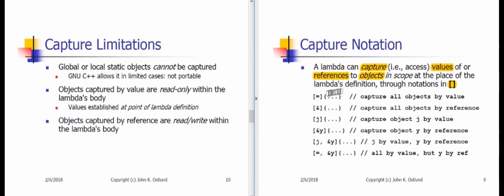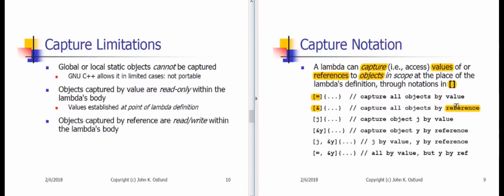For example, if you put an equal sign inside the square brackets, that means that within the body of the lambda, you would like to be able to have direct access to the values of all of the other objects that are in scope at that point where you have defined your lambda function. On the other hand, if you use an ampersand in the square brackets, that means that you would like to be able to capture all of the objects that are in scope by reference rather than by value.